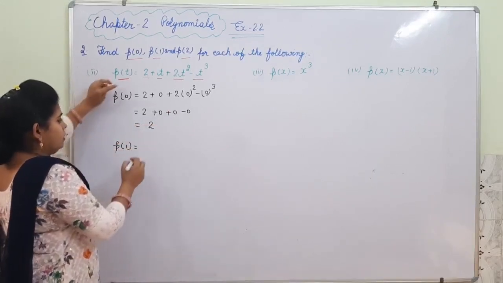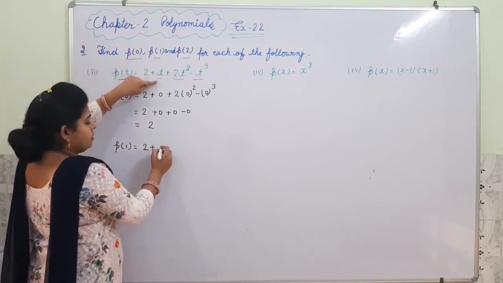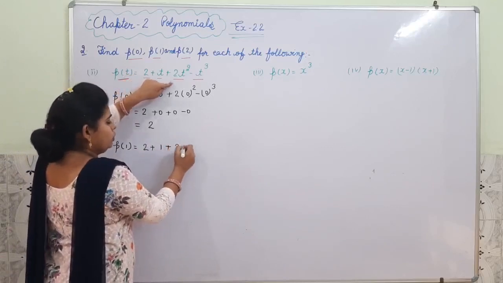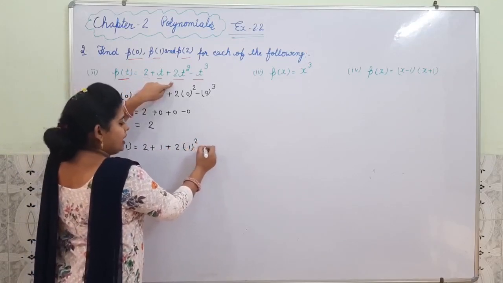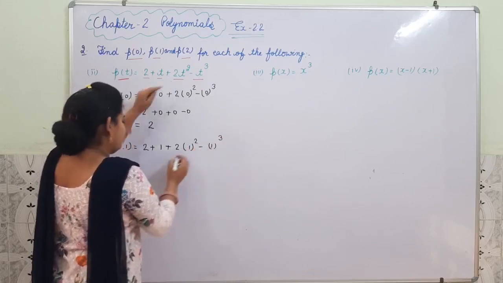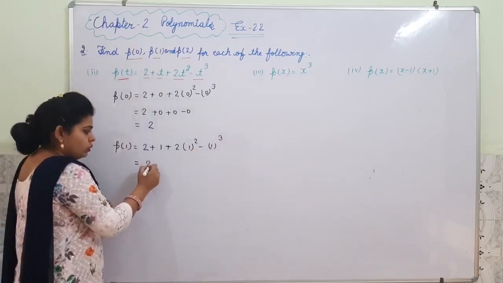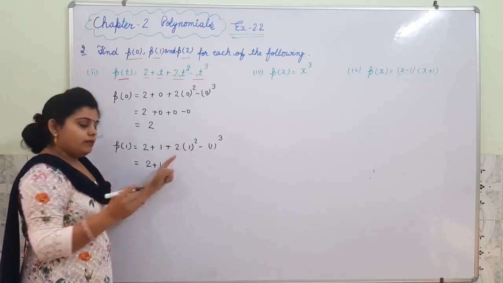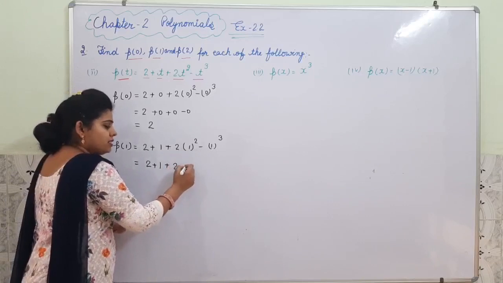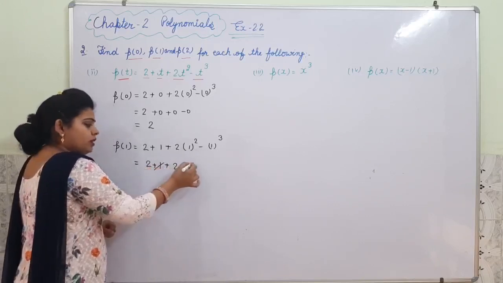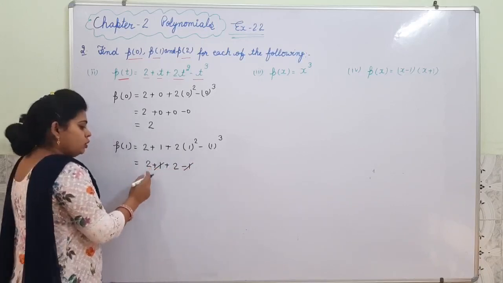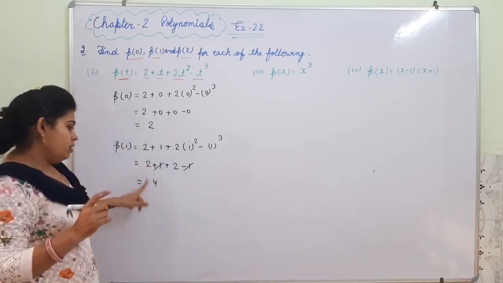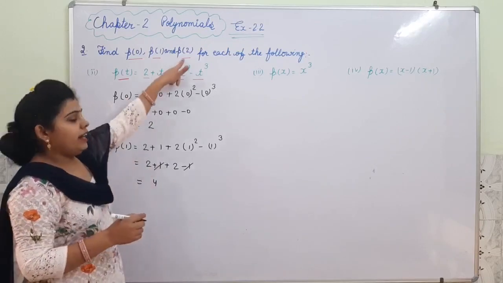Now P of 1. 2 plus, at the place of t we will substitute 1, plus 2 into 1 square minus 1 cube. From here 2 plus 1 plus 1 square means 1, multiplied by 2 is 2, minus 1. Now plus 1 minus 1 cancel out. 2 plus 2 is 4. So what is the value of the polynomial at 1? 4. Now we will find P of 2.